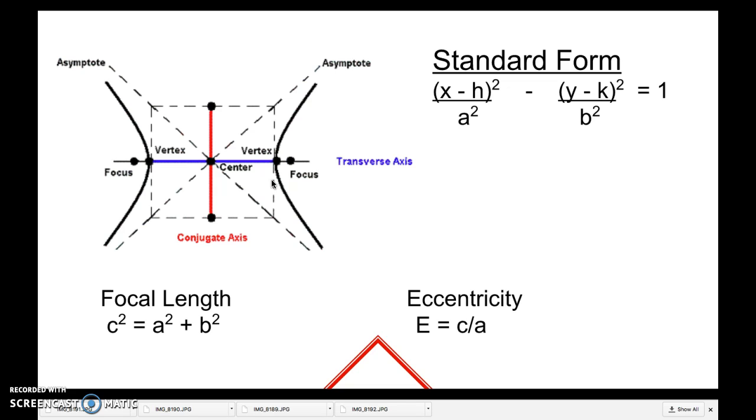We'll also be looking at eccentricity, which is, again, how oval or stretched out it is.